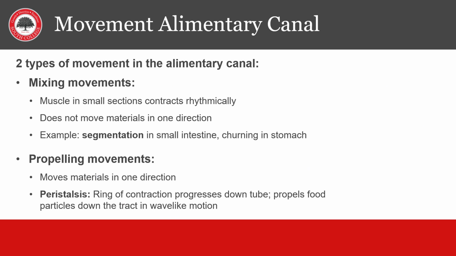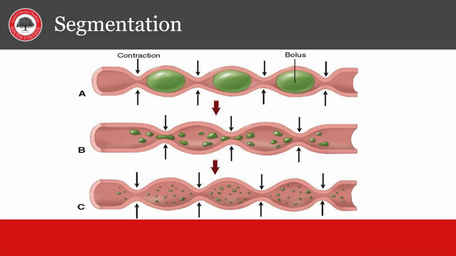The alimentary canal muscularis layer is smooth muscle and has two basic types of movement: either mixing or crushing movements like segmentation, or propelling movements that move the food bolus along in one direction, called peristalsis. The segmentation shown here is movement of the food bolus back and forth with alternating movements to crush and churn the food bolus. This gets the food down to small pieces to provide more surface area for digestion to occur.